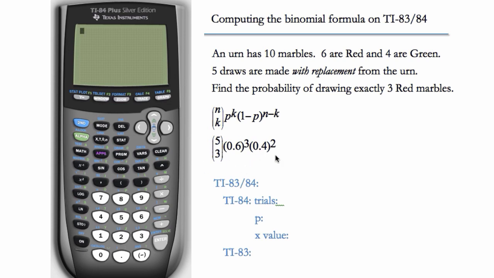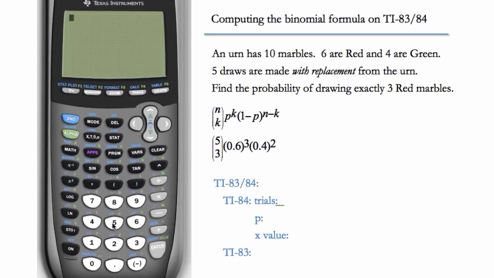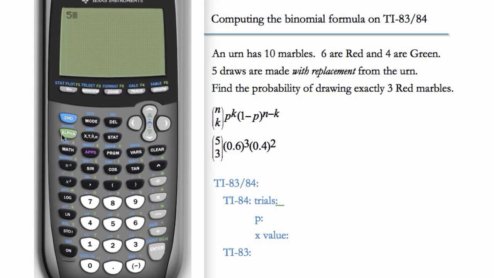So to evaluate this numerically, we can first evaluate the 5 choose 3 as we did in the previous video. So we can go to 5, and then Math, over to PRB, nCr, and hit 3, and enter. And that evaluates the 5 choose 3 as 10 combinations.